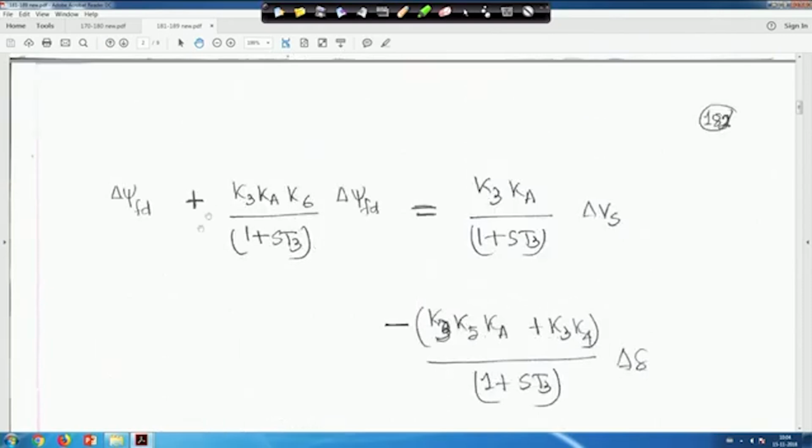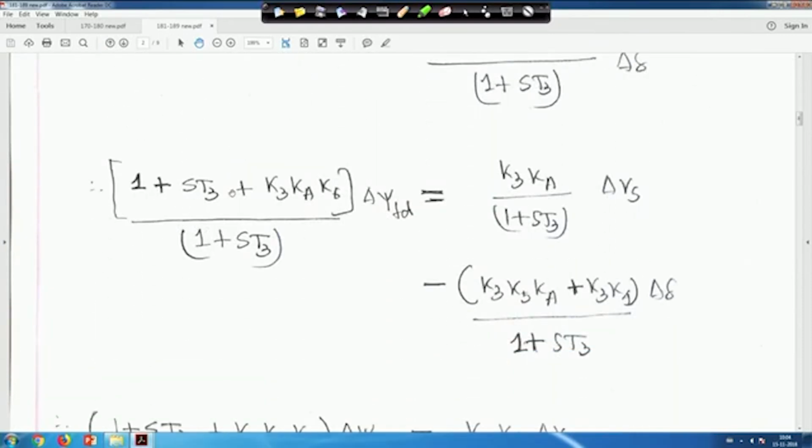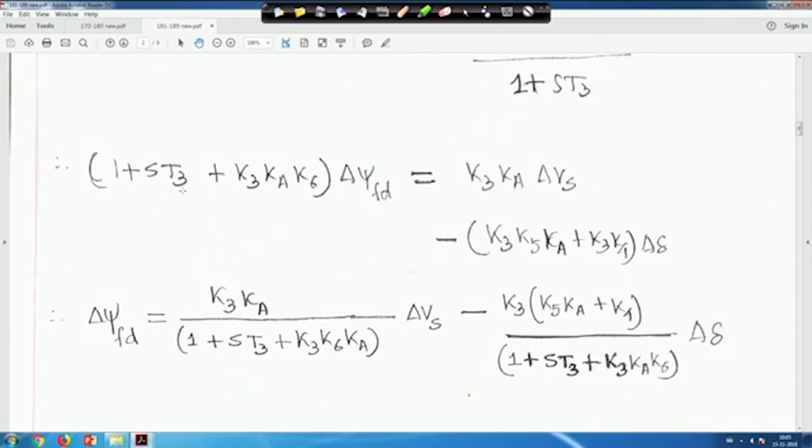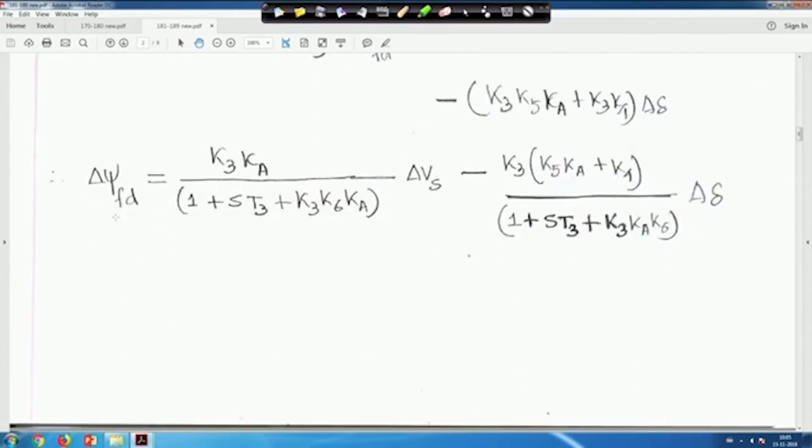So this side you simplify the left hand side. It becomes 1 plus ST3 plus K3 K K6 upon 1 plus ST3 delta psi FD is equal to K3 K upon 1 plus ST3 delta Vs minus K3 K5 K plus K3 K4 upon 1 plus ST3 delta delta, right. Further simplification will give you 1 plus ST3 plus K3 K K6 delta psi FD is equal to K3 K delta Vs minus K3 K5 K plus K3 K4 delta delta, or delta psi FD can be written as K3 K upon 1 plus ST3 plus K3 K6 K delta Vs minus K3 into K5 K plus K4 upon 1 plus ST3 plus K3 K K6 delta delta, right.